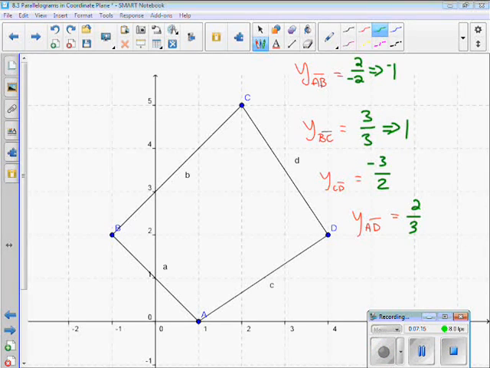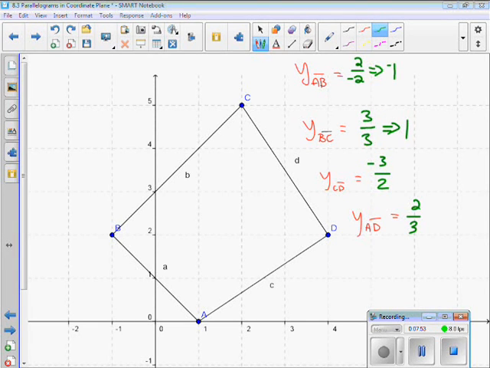Okay, let's see if we can determine if these have anything that's parallel. So if you look at BC, this one over here, it has a slope of 1. And then looking at AD, it has a slope of 2/3. So those are not the same, so we know that those are not parallel. All right, let's take a look at AB at the top, -1. And then let's take a look at DC, and we get -3/2. So those two obviously are not the same, so they're not parallel.